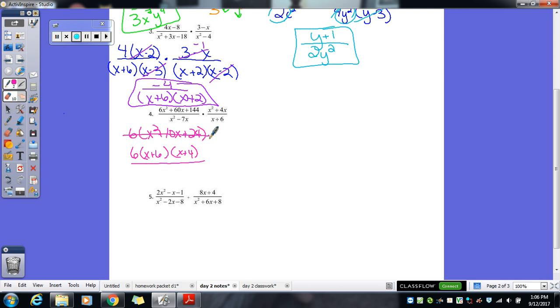How about the denominator there? How's that one going to factor? GCF of x. So it's x times x minus 7. Alright, how about the top of the next fraction? GCF again. And then x plus 6, can't really do anything with. So that stays as x plus 6.